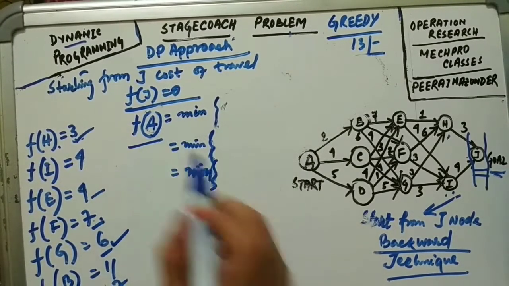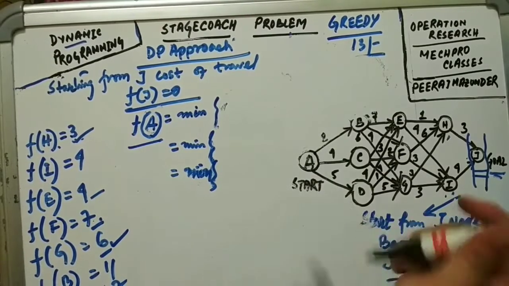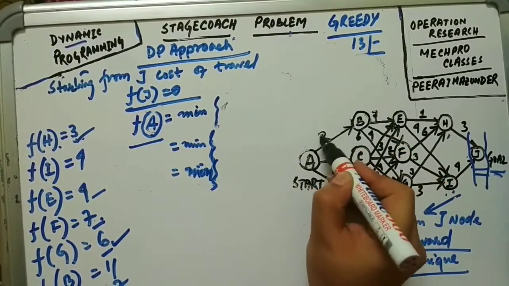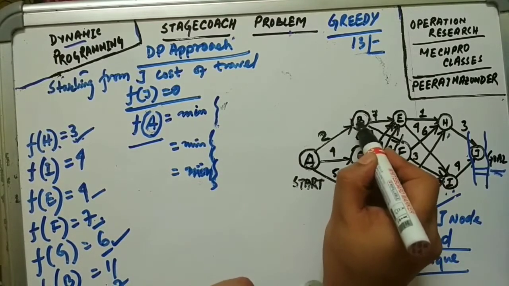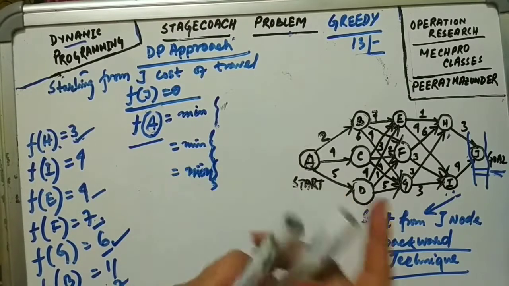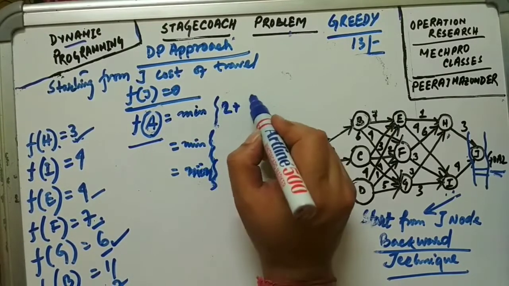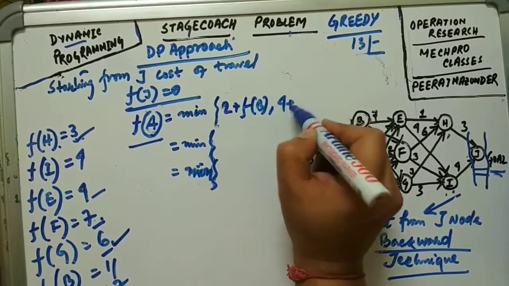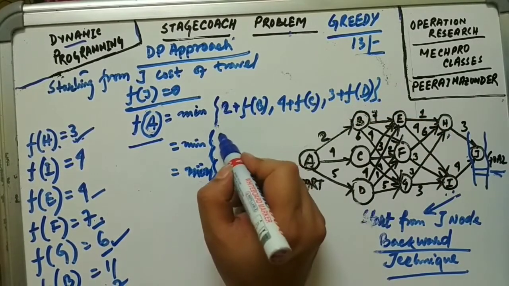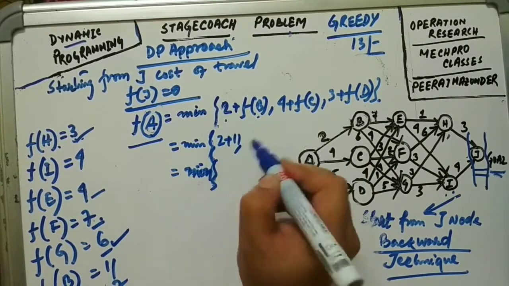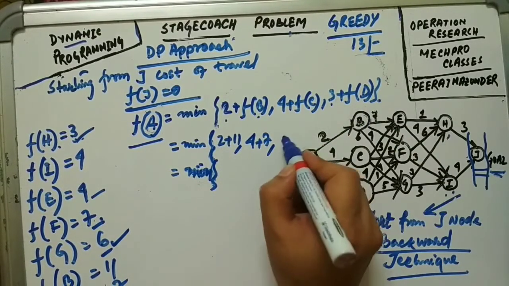Now for f of A, we have got, look, this is the starting node, that is A. So we have 2 plus f of B, 4 plus f of C and 3 plus f of D. So for finding f of A we have minimum of 2 plus f of B, 4 plus f of C and 3 plus f of D. Now f of B is 11, so I can write 2 plus 11. 4 plus f of C is 7, so 4 plus 7. 3 plus f of D is 8, so 3 plus 8.